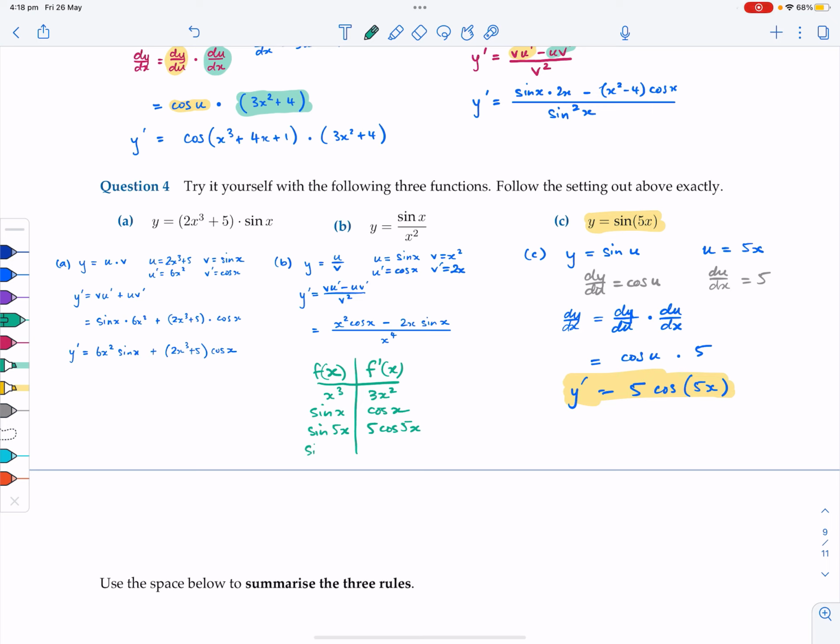So what do you think sine of 4x would be? Well, of course, it's going to be 4 cos 4x. What about sine of negative 3x? Well, that's going to be negative 3 cos negative 3x. Okay, so there's a pattern there that I want us to get comfortable with and not have to do all this every time. All right.